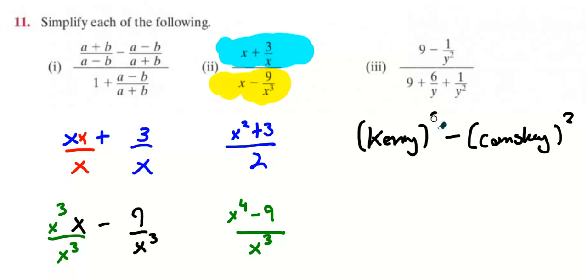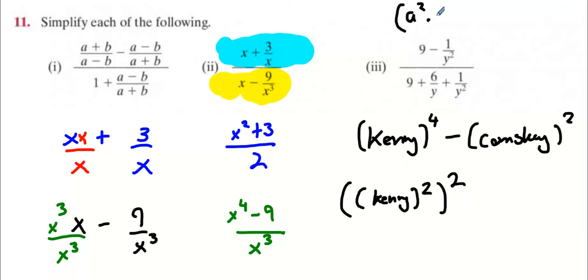What happens if we come to the power of 4? A to the power of 4 is actually the same as a squared squared. You get what I'm saying? Because remember, a to the power of 2 to the power of 2 is actually a to the power of 4. In this case, a squared squared minus b squared would be a squared plus b, a squared minus b. What do you think you can do with the x to the 4 and the 9 given that information?